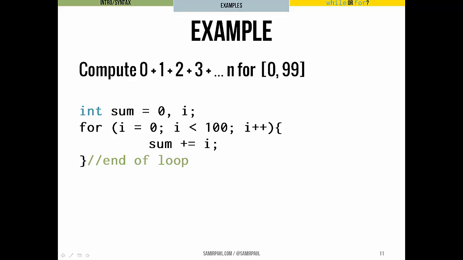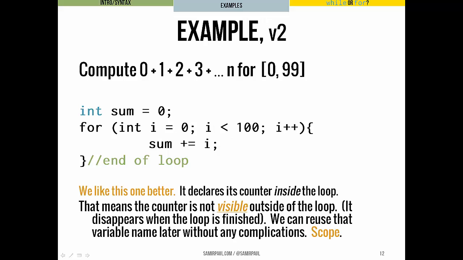Now, we can change something slightly about this. You'll notice that right up here, our counter is declared outside of the loop. We could also change it so that we declare our counter inside the loop, right here. So rather than declaring int I out here, we declare int I inside the structure of the loop. We like this a little better. Declaring the counter inside the loop, generally, we find to be a little bit better for our needs.